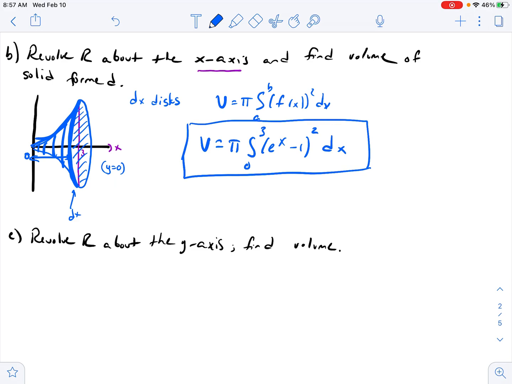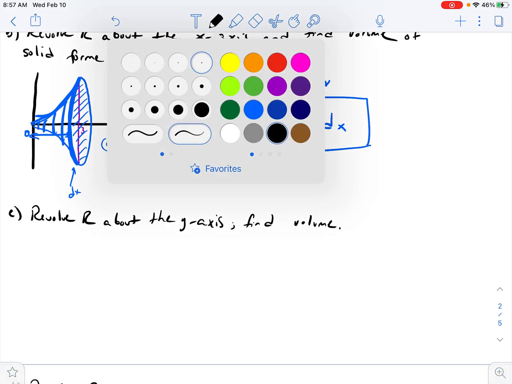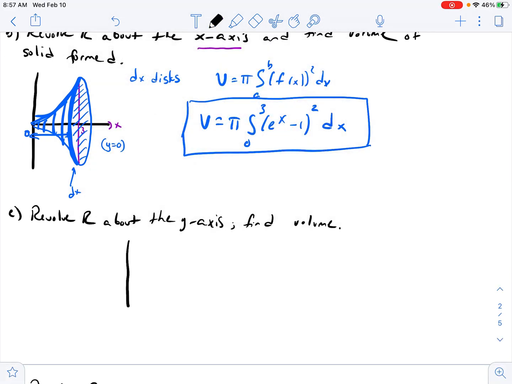Now let's take the same region and revolve it around the y-axis and see how things change here. So I'm going to draw it like this. I'm going to set my axes up like this because this now is the axis I need to revolve around. Here's that e to the x minus 1 function.